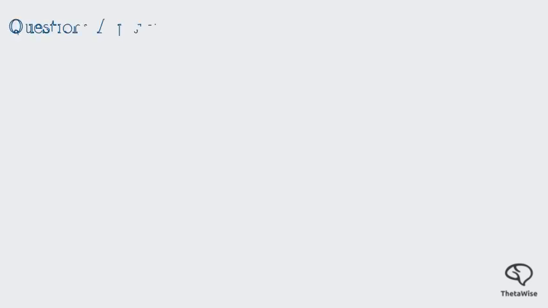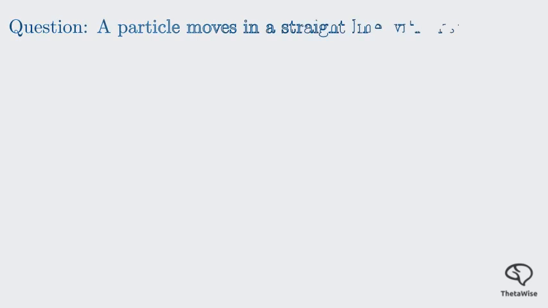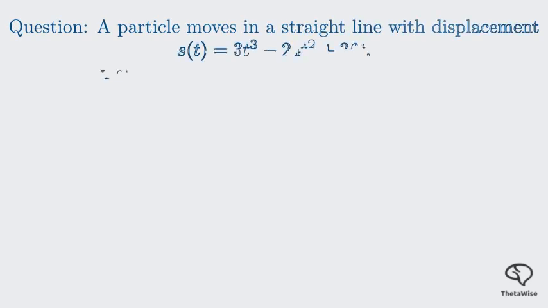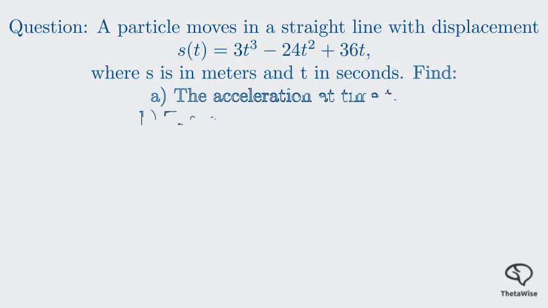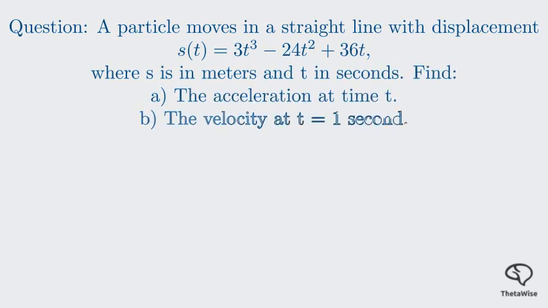The question gives us the displacement function for a particle. s(t) equals 3t cubed minus 24t squared plus 36t. We need to find the acceleration and its velocity after 1 second. Let's tackle part A first, finding the acceleration function. Remember, acceleration is the second derivative of displacement.